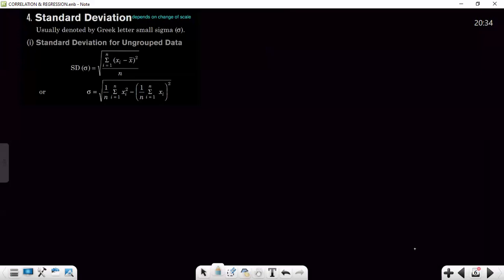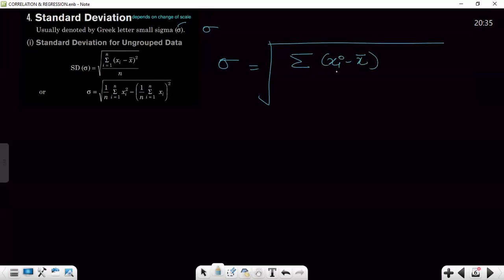So standard deviation is also a deviation when we discuss it. It is denoted by a Greek letter sigma, like this. There are multiple formulas for this. Sigma xi minus x bar, same but squared this time, divided by n.